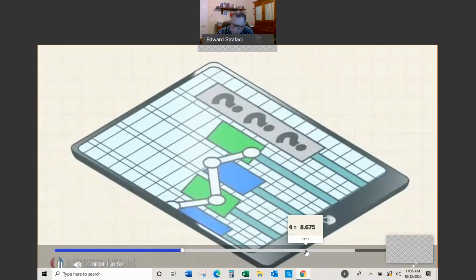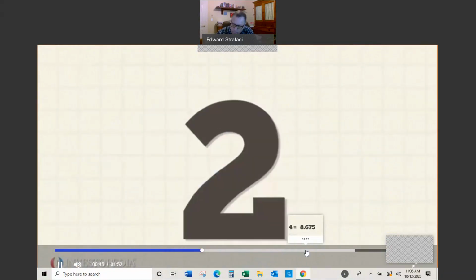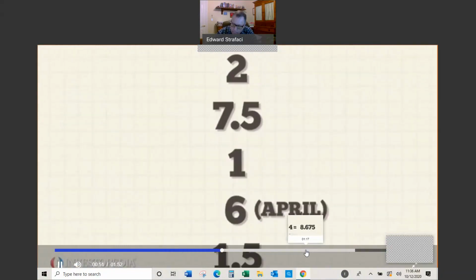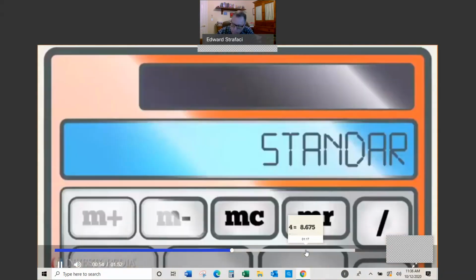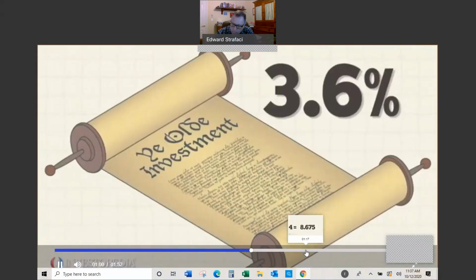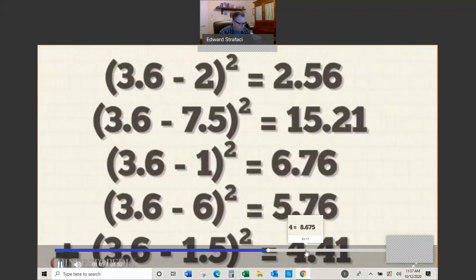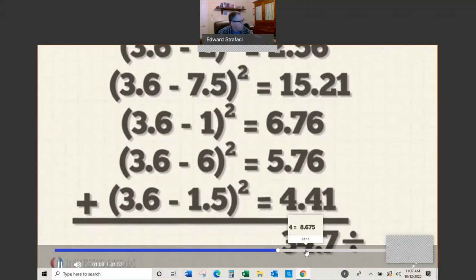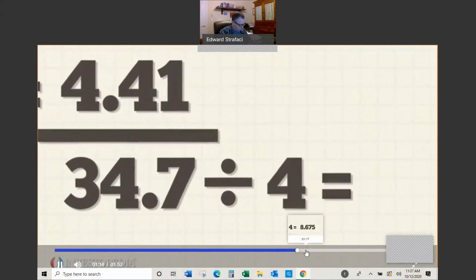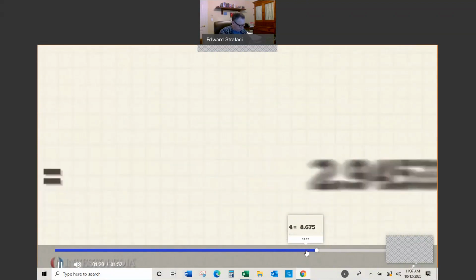Take, for example, a security, where we analyze 5 periods of the following stock returns: 2% in January, 7.5% in February, 1% in the next month, 6%, and 1.5% finally in May. To find a standard deviation for a security, find the average historical return, which is 3.6%, and subtract the returns from each month. Square them and find the sum. Next, we divide that sum by the number of observations minus 1. In this case, it would be 4, leaving us with the result of 8.675. Taking the square root of that number, we are left with a standard deviation of 2.9.